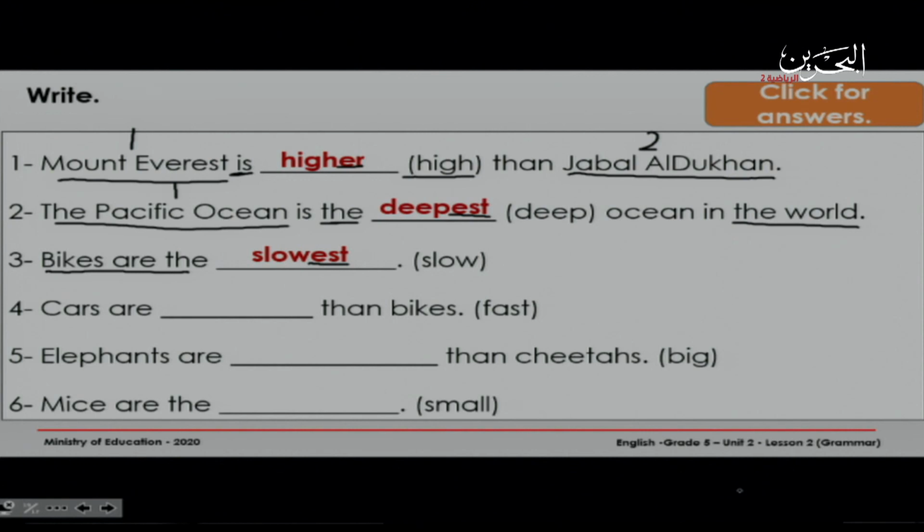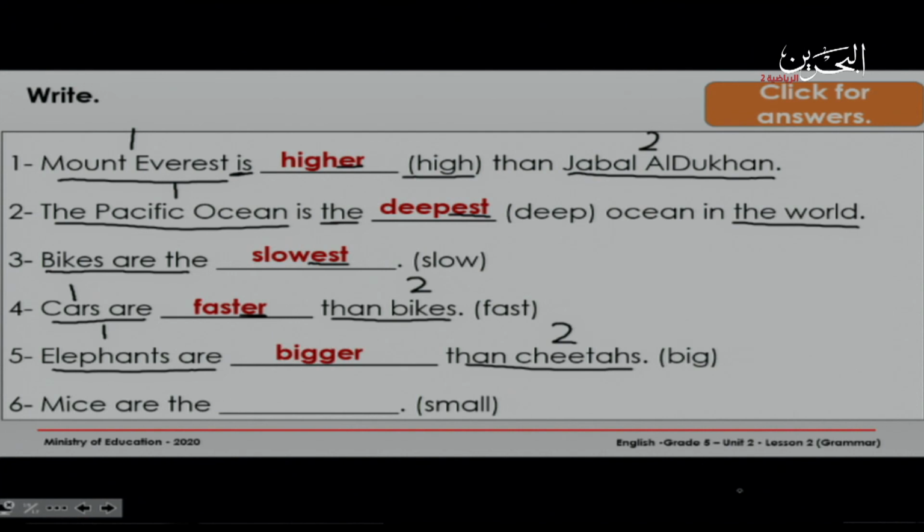Look at number 4. Cars are blank than bikes. We have cars and bikes. What's your answer? Faster. We added ER because this is a comparative adjective. Number 5. Elephants are blank than cheetahs. We have elephants and cheetahs. What's your answer?